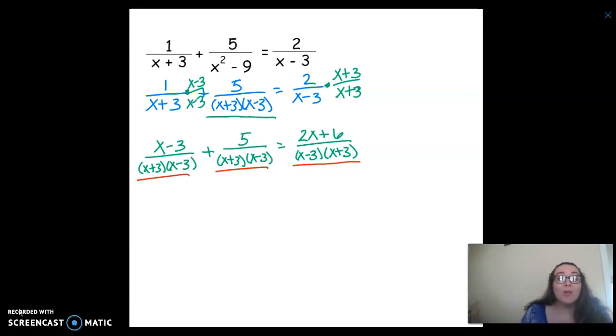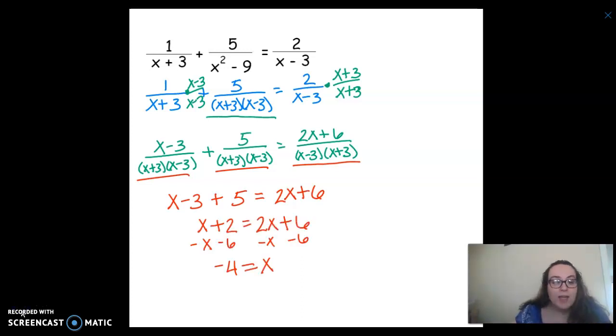Because all three denominators are the same, I can set just the numerators equal, meaning I can take the x minus 3 plus the numerator 5 and set it equal to the 2x plus 6. Go ahead and solve that equation. All right, so I end up with x equals negative 4.